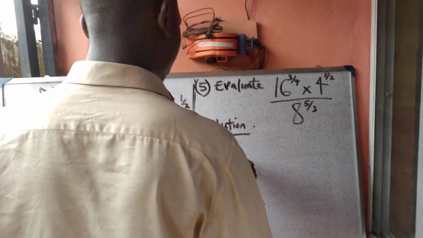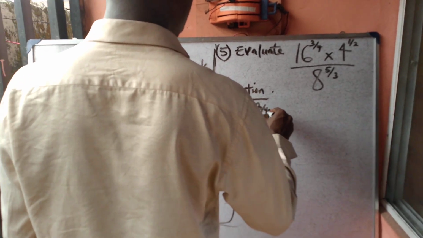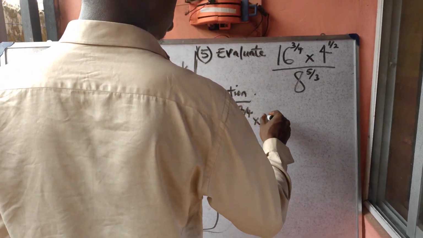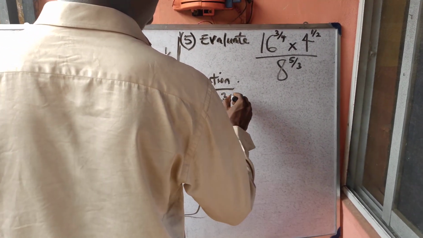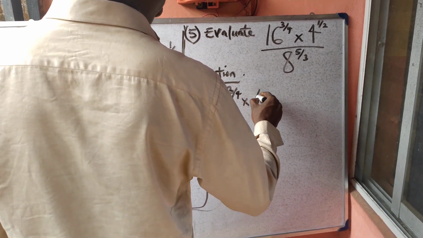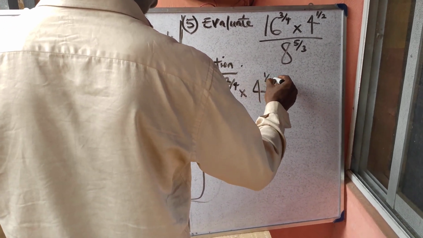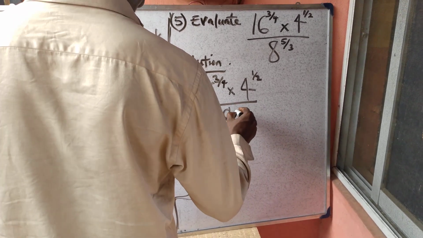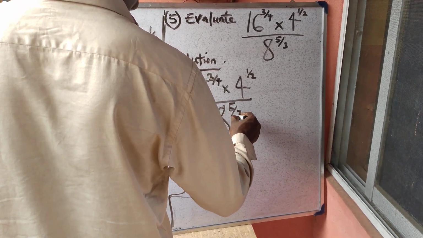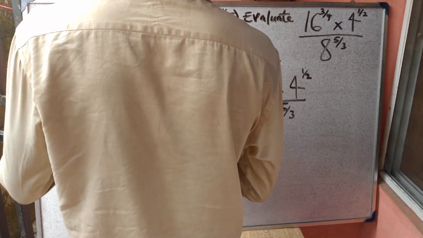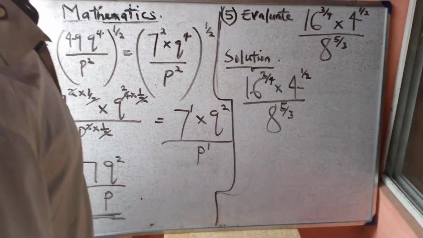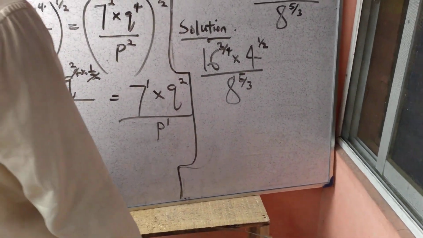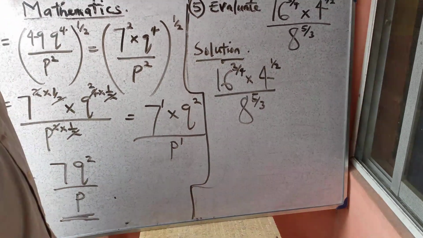Alright, you have 16 raised to the power 3 over 4 times 4 raised to the power 1 over 2 over 8 raised to the power 5 over 3. So how do we solve this question?